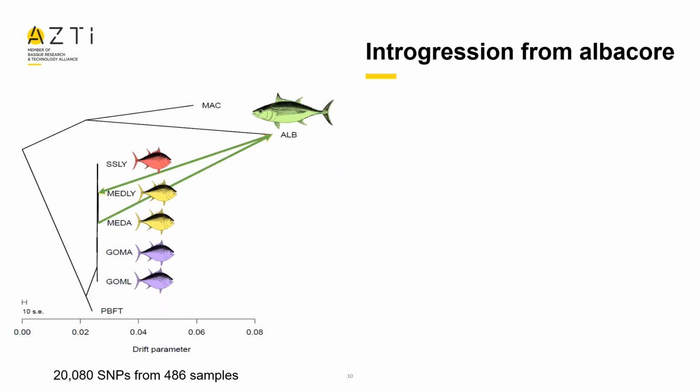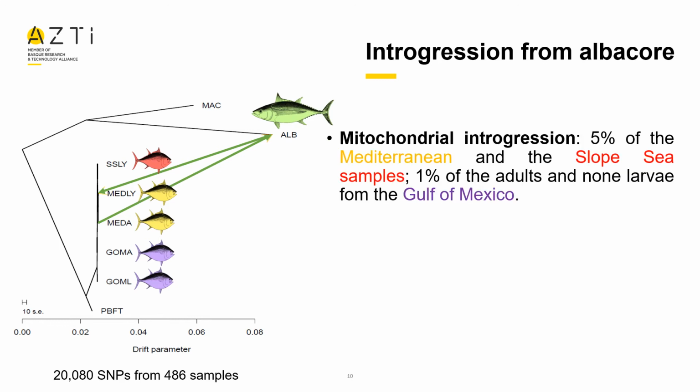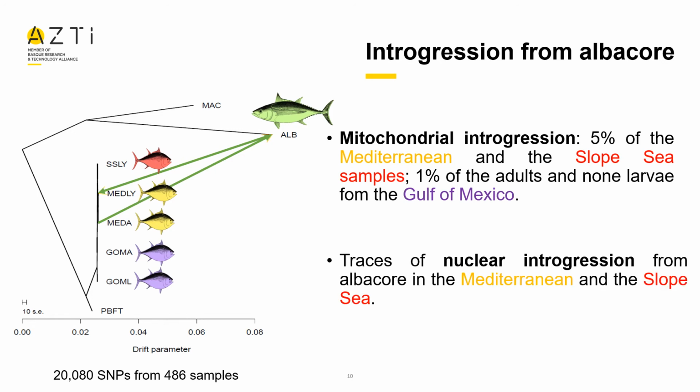Given that we observe genetic differentiation despite having evidence for high migration movements, we analyze signatures of introgression from albacore tuna among our samples as a possible source of genetic differentiation. We found that only Mediterranean and slope C samples, about 5% of them, showed an introgressed mitochondrial DNA from albacore tuna. We also found traces of nuclear introgression from albacore, again stronger in the Mediterranean Sea, weaker in the slope C, and no signal in the Gulf of Mexico.